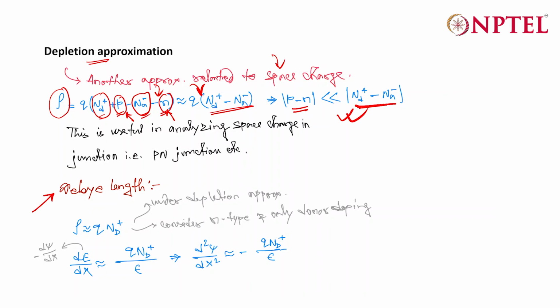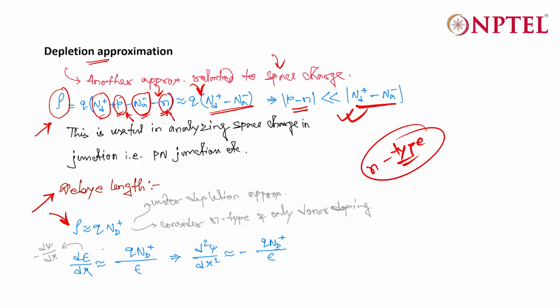In order to explain the Debye length, let us consider the equation associated with rho for an n-type semiconductor. For an n-type semiconductor, the equation of rho will be approximately Q into Nd plus, because your Na minus will not be there. It's an n-type semiconductor, so rho is approximately equal to Q into Nd plus, under the depletion approximation.